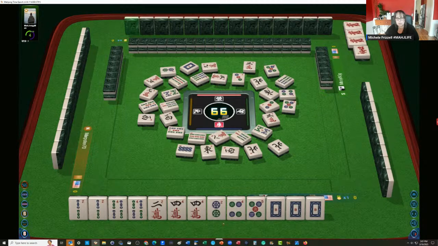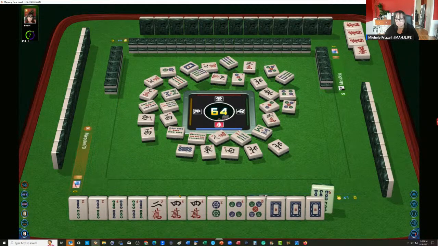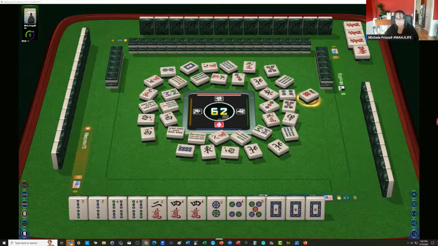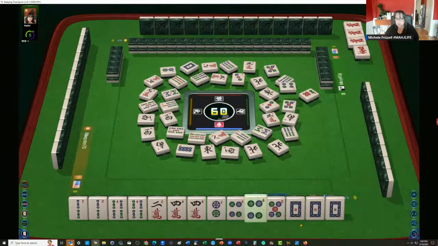Unless a 2 bam goes down, in which case we could pung West wind. 6 bamboos. South wind. Six dots. South wind. 4 dot.